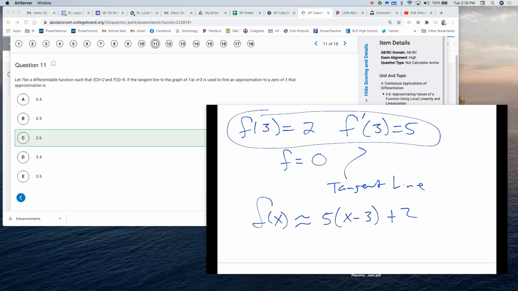Mr. Ahlquist, I don't know if this is just me, but when I was going through and doing these problems, it looks like it said f of 3 is equal to 2 and f of 3 is equal to 5. It was very unclear how, with the derivative. It's really hard to see. Yes, I wish I could, so I mean, I agree.